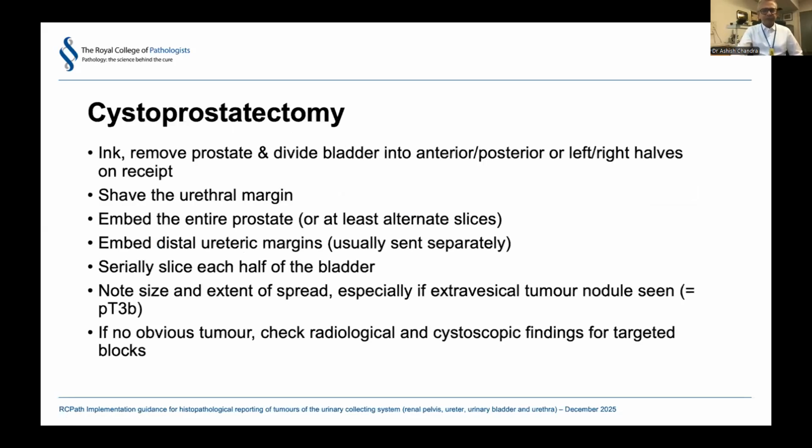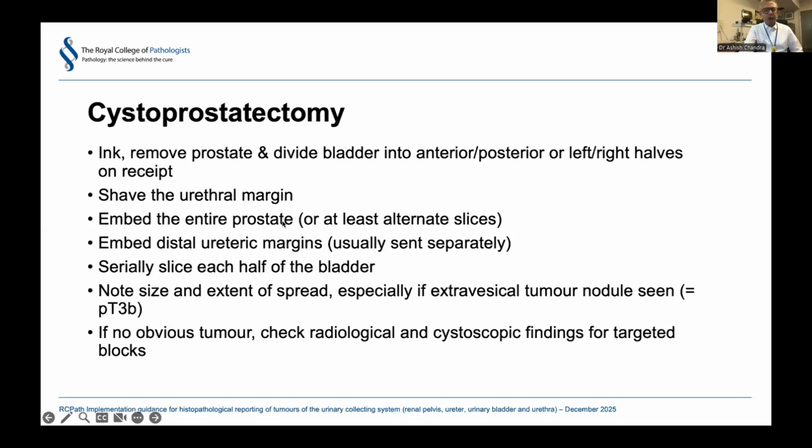Let's move on to a cystoprostatectomy specimen. So here again, you ink the specimen either into anterior or posterior halves or right and left, depending on your preference. Shave off the urethral margin, which in the case of a sample that includes the prostate would also be the apex of the prostate, but you do not need to cruciate it like you would do for a prostatic adenocarcinoma. You could just submit the urethral margin en face.